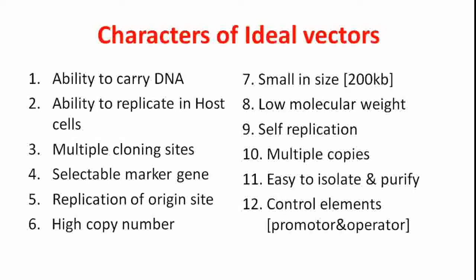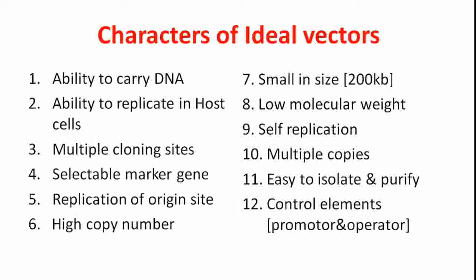And the third is that the cloning vector must have multiple cloning sites. You studied about restriction enzymes and restriction sites, right? A cloning vector must have multiple restriction sites, and it should allow multiple restriction enzymes to work on different kinds of restriction sites on it. And it should also carry some selectable marker genes. The cloning vector must carry selectable marker genes in it.